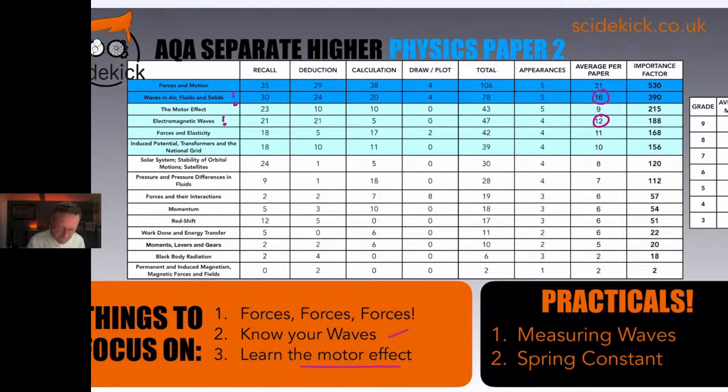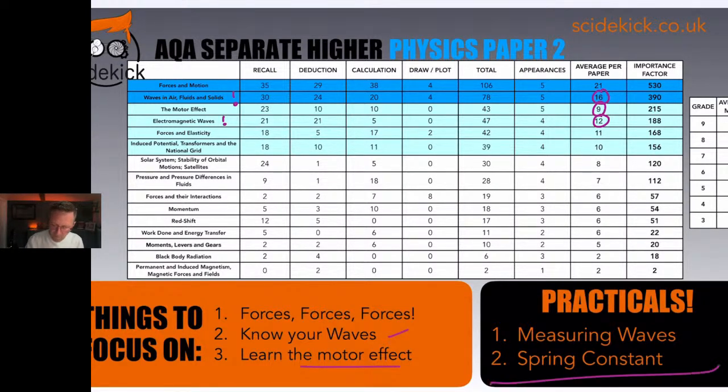And then lastly, the motor effect. This is something that's really just for higher students, but it's way, way up here. It's in every single year, okay? Carries a decent number of marks as well. So don't neglect the motor effect. Know your Fleming's left-hand rule. They love putting that in there. So just be prepared for that one too.